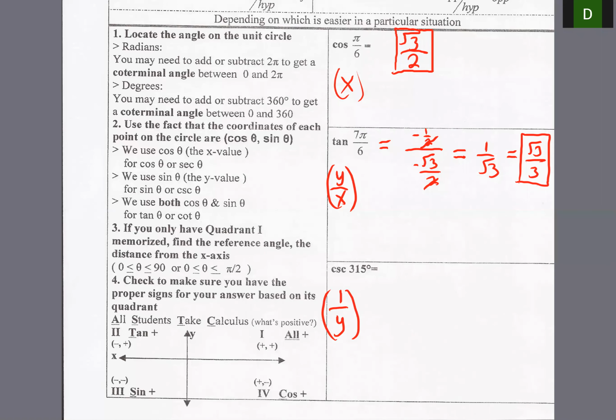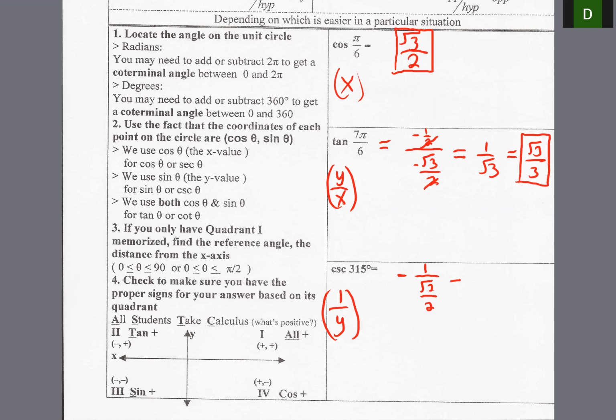So I'm going to locate 315 degrees on the unit circle. Well, first of all, we're in quadrant 4. So all students take calculus. So calculus, only C, only cosine is positive. That means sine is negative and its reciprocal is going to be negative. So my answer is going to be negative. So it's 1 divided by, and then it's going to be square root of 2 over 2. So negative square root of 2 over 2 would be the y coordinate at 315 degrees.